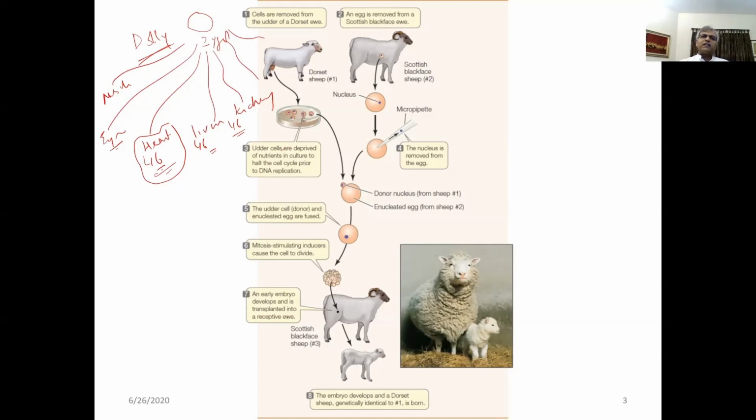So what they did, they simply took a skin cell, the diploid cell. They took the udder cell, which is a somatic cell.